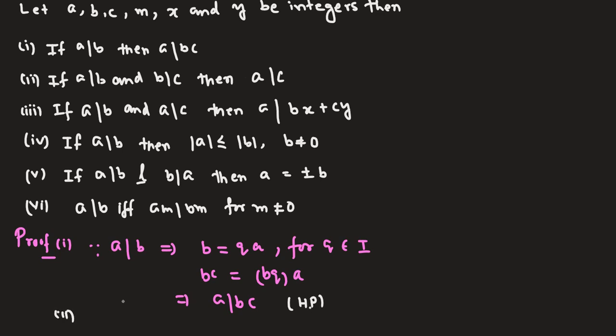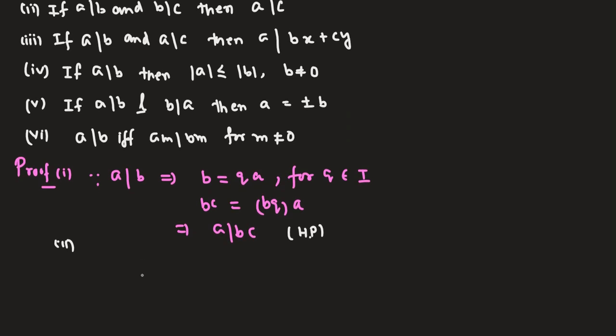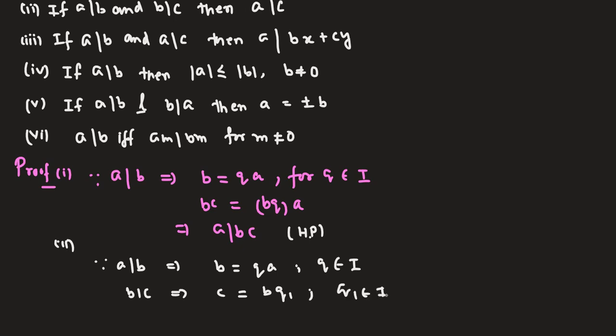Coming to the next theorem. This says that if A divides B and B divides C, then A divides C. Since A divides B, we can write B is equal to Q times A for some Q belonging to the integers. Again B divides C, so we can say C is equal to B times some Q1, where Q1 belongs to the integers. So this is equation 1, and this is equation 2.